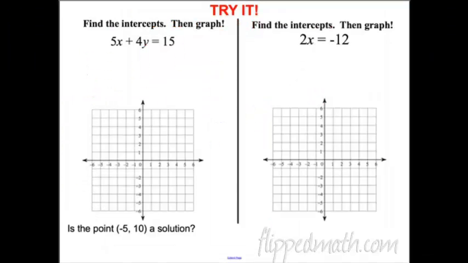Alright, now that you've kind of seen how to do it, go ahead and pause it, try these two, see how it goes here. We've got two problems. Go ahead and find the x and y intercept, graph it, and the one on the left even has a little point for you to find. So try it. I'm going to write the answers up. Good luck.